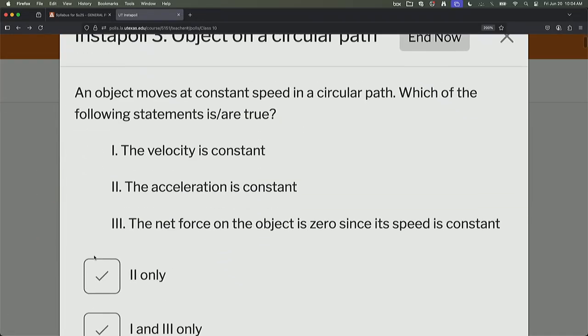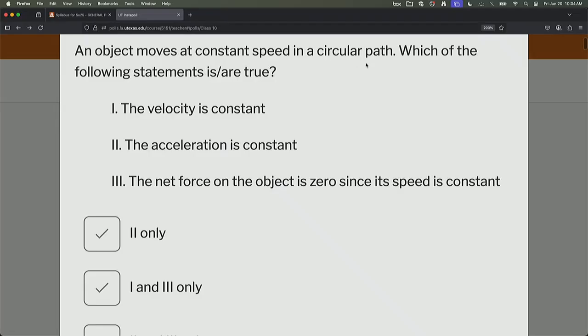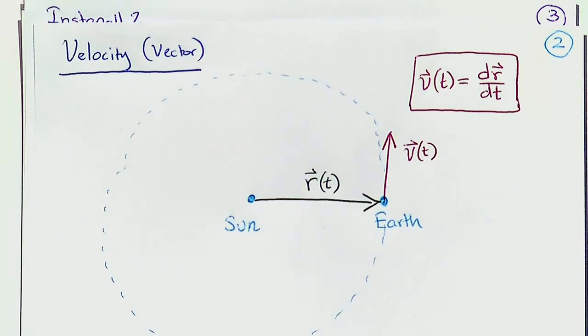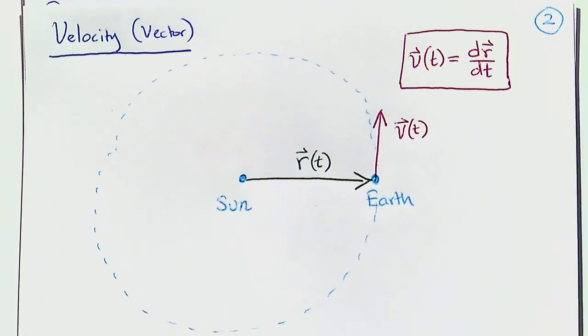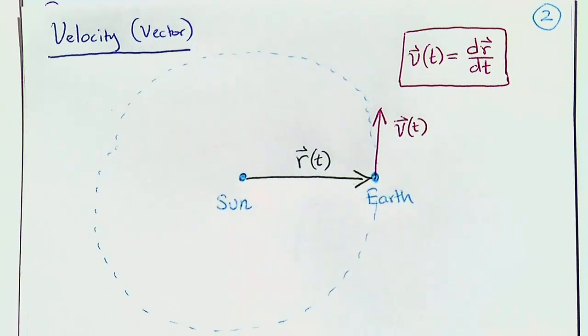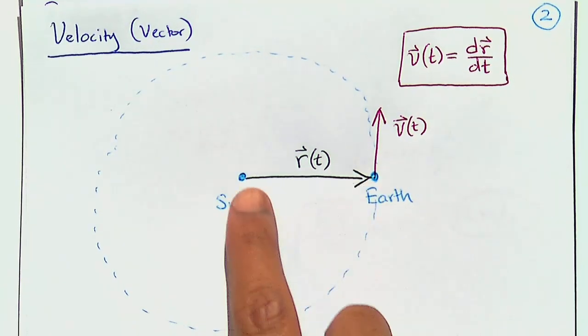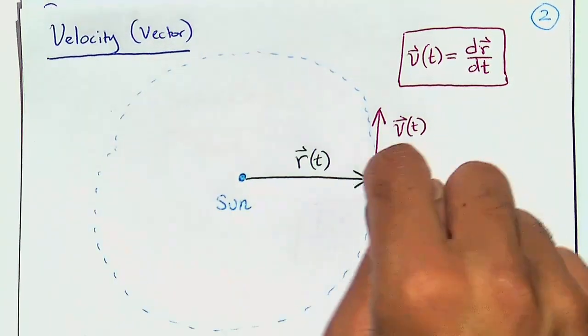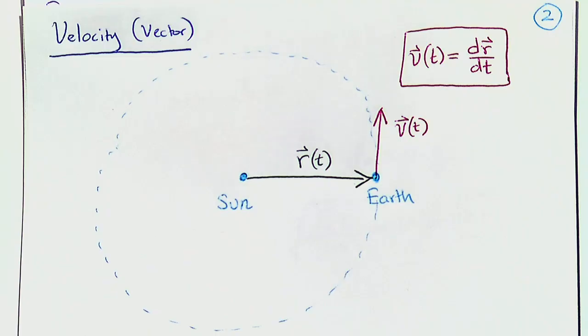So, the object moves at constant speed in a circular path. Let's pull my diagram from before, and let's switch to the notes. This could be this scenario, where I'm using the Earth going around the Sun. This could be a tennis ball on a string. So something going around in a circle, at a constant speed.